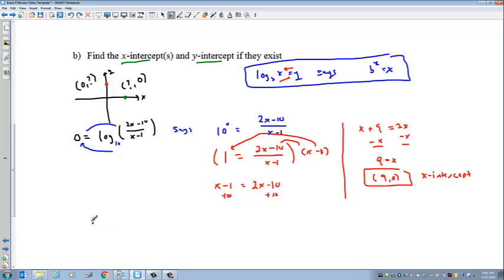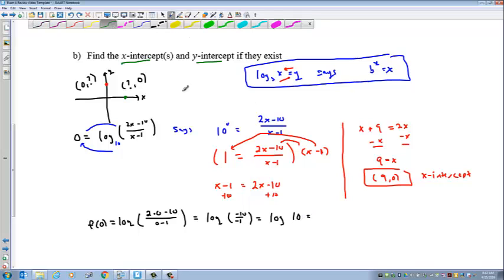And so for the y-intercept, we just find f of 0, which equals what? So you have log of, and wherever you see an x, you put a 0. So 2 times 0 minus 10 over 0 minus 1, which equals what? You have log of negative 10 over negative 1, which is equal to log of 10. And if you put this in your calculator, of course you're going to get back the number 1, because log base b of b to the anything, so log base 10 of 10 to the 1, is 1.